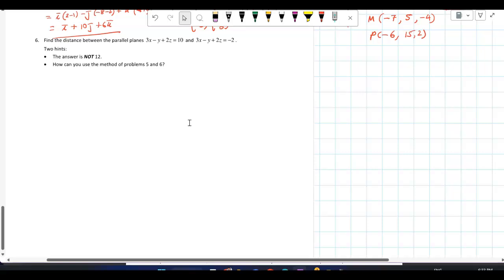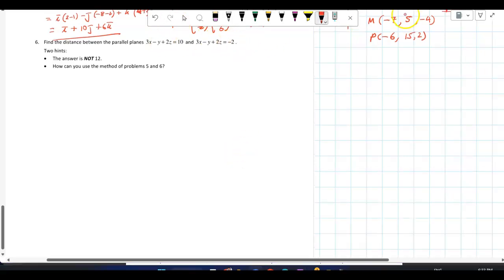Okay, now next. Find the distance between two parallel planes. Now how do you find the distance between two parallel planes? The answer is not 12, so you can't just look at the constants and work it out. So you have one plane, you have another plane, pi 1 and pi 2. Those planes are parallel. Find the distance between them. Now what distance are they referring to? The shortest distance, the perpendicular distance, which means it has to be perpendicular to both.